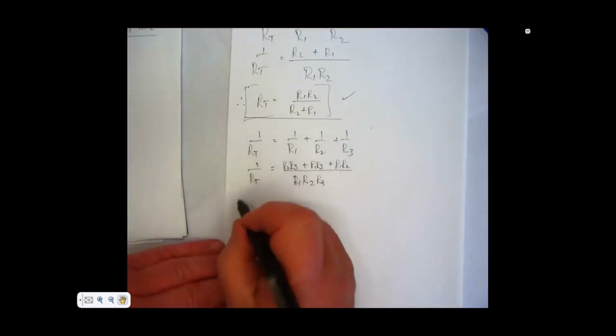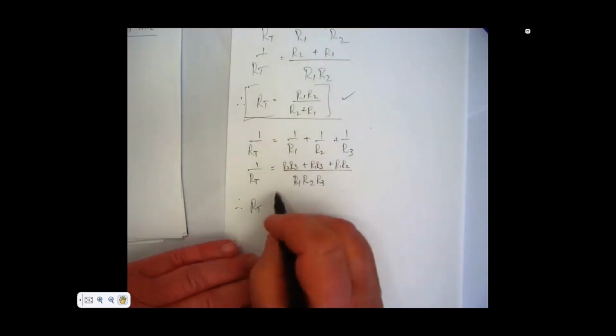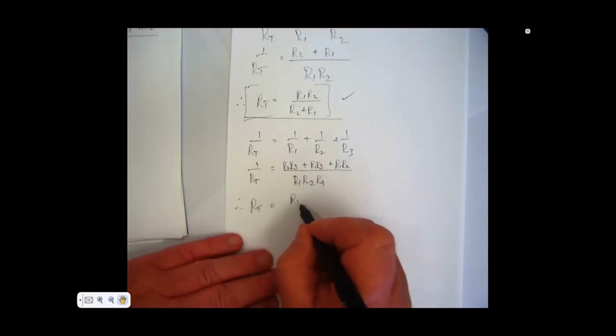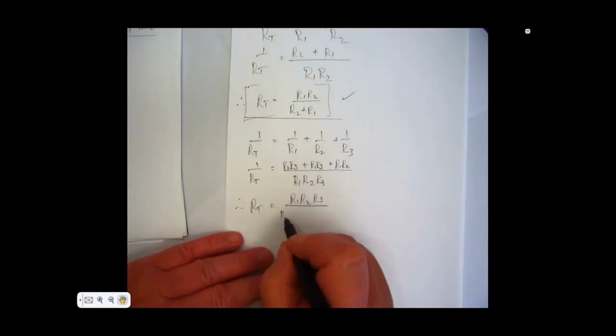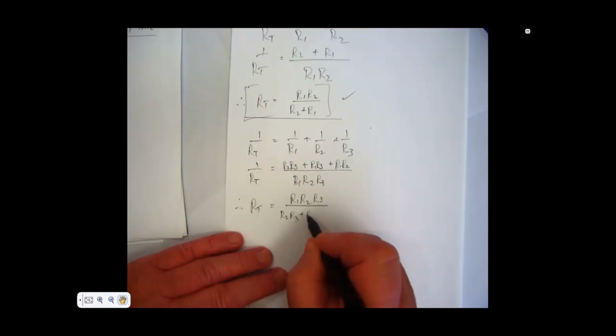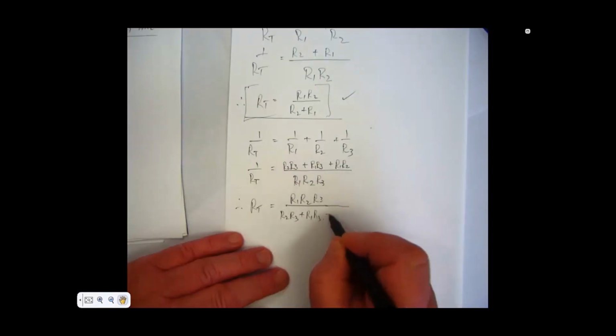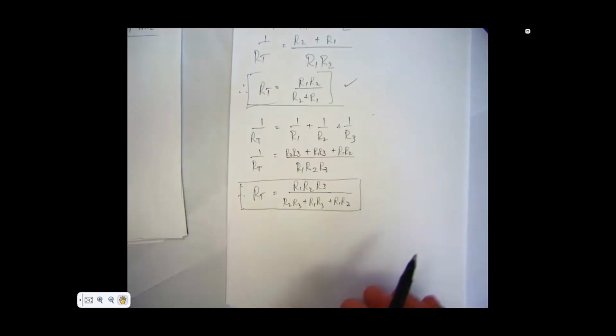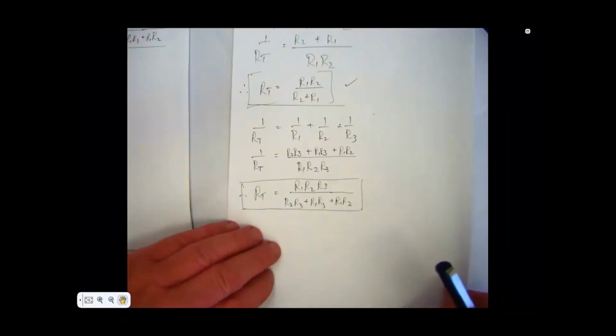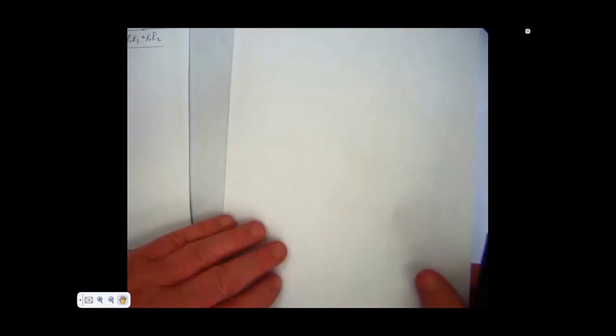Tipping it upside down, or cross multiplying, it's the same difference here, this is going to be RT equals R1 R2 R3 all over R2 R3 plus R1 R3 plus R1 R2. And again, if you're using this a lot in your classwork or studies, then you'll get used to it. Okay, you probably remember that terminology. Now there's one good problem here. If I can just show you this one to finish this little section off.